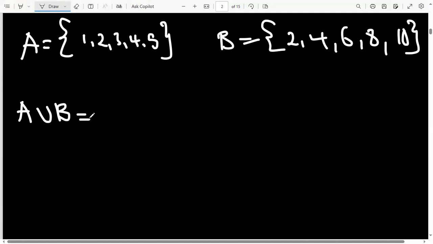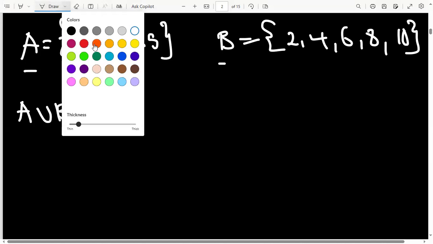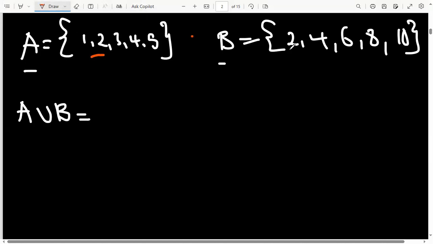The union of 2 sets is simply combining the elements of set A and set B without repeating any of the elements that appear in both sets. We see that I have a 2 appearing in this set, and it's also appearing in the other set. I also have a 4 appearing in both. In our union, we are going to write these elements from the smallest to the largest, making sure that we do not repeat any number that is in both A and B.